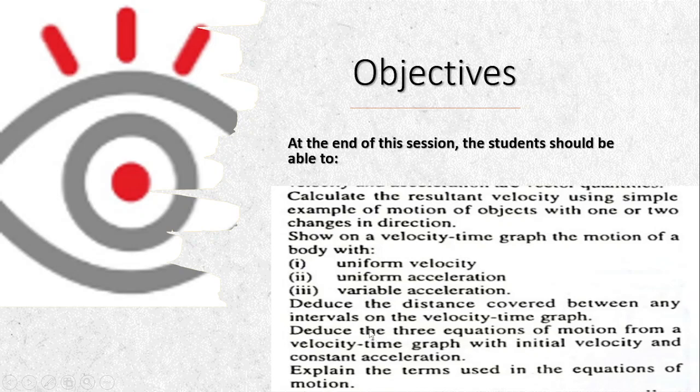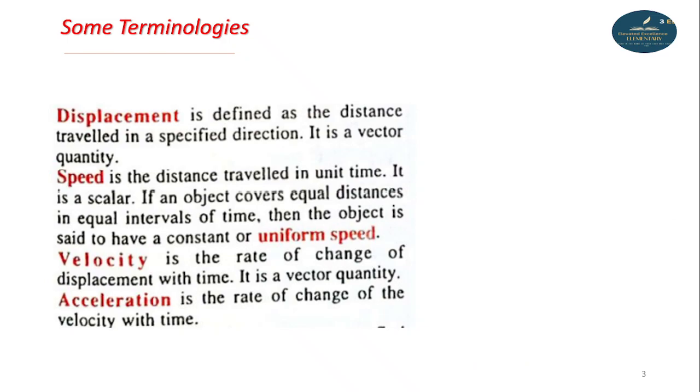Deduce the three equations of motion from a velocity time graph with initial velocity and constant acceleration. Explain the terms used in the equations of motion. So let's look at some basic terminologies used in motion.